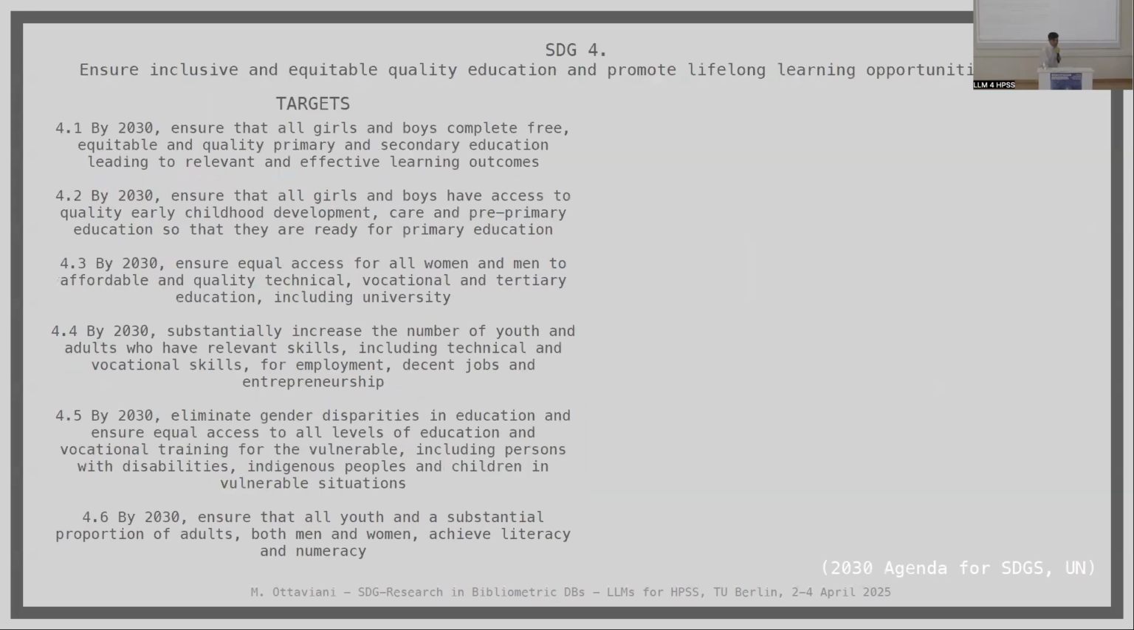Okay, every SDG has a number of targets. This is an example for SDG4.